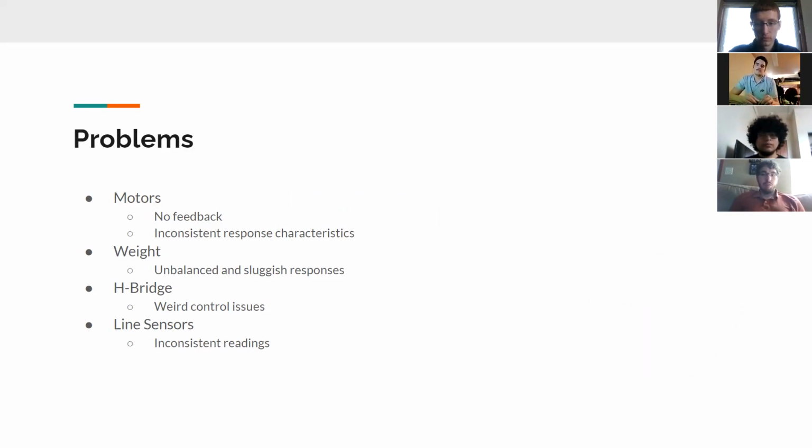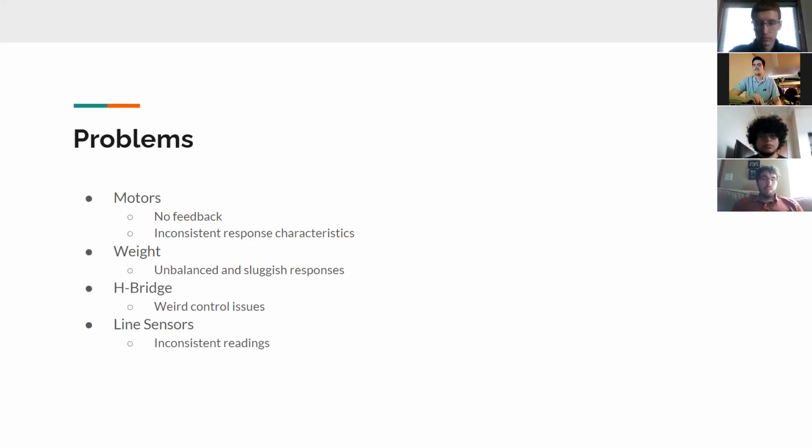Another issue that we ran into was with the H-bridge. We had really weird control issues. And when you command both motors to go forward at 100% speed and you grab one motor, it would cause the other motor to stop. Or even if you don't grab any motor, then maybe one motor will rotate and then stop rotating. So it was just really, really weird issues. And we did check the wiring on our robot, and it was correct according to the schematic. And then one of our other big issues was with the line sensors.